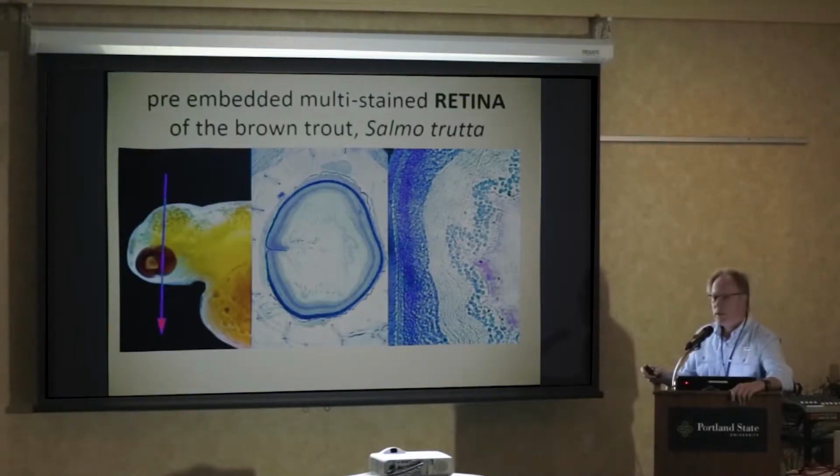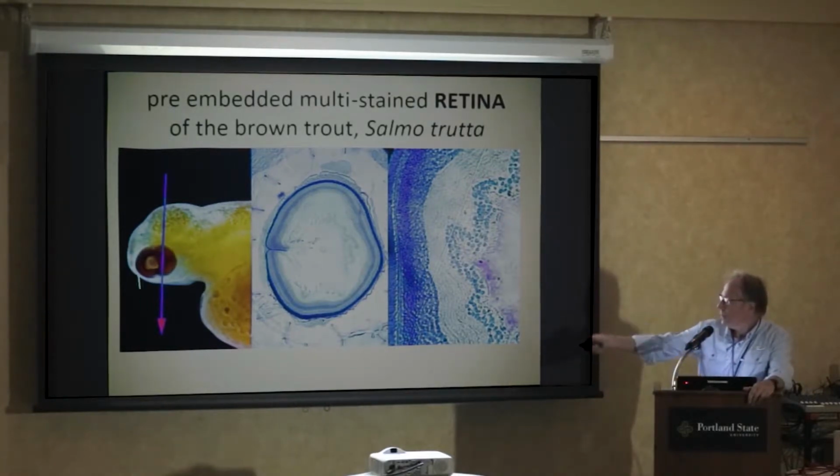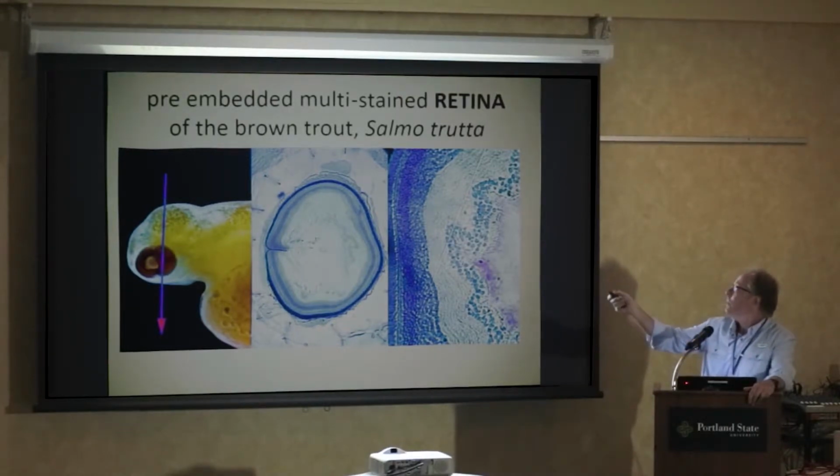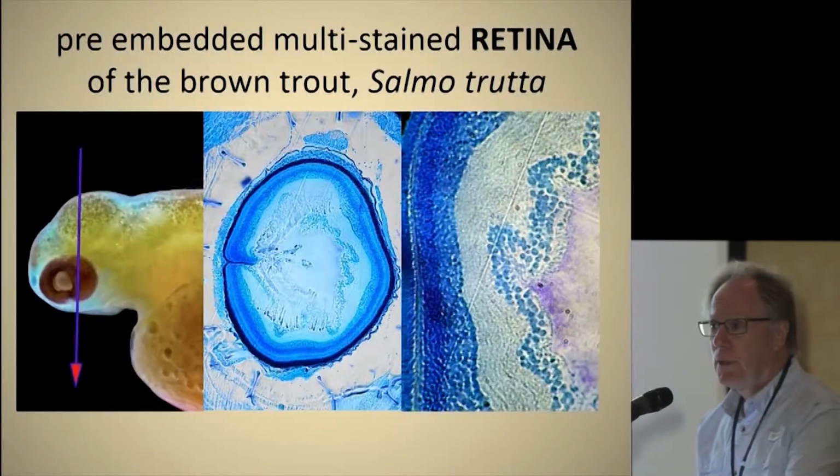Okay. And then moving into the eye, I've been fascinated by the development of the eye. It was one of the first things I think I ever worked on, and I always work on fishes. So this would be our section basically through the head of the fish. And again, this is a pre-embedded, multi-stained embryo looking for the retina of the brown trout.